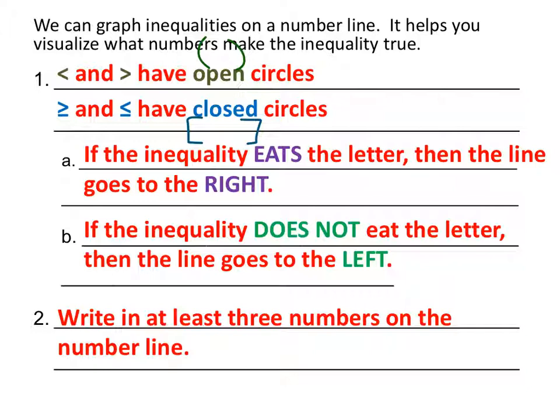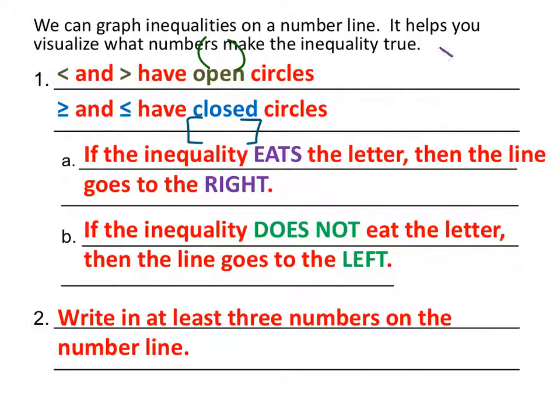And if the inequality eats the letter, the variable, then the line goes to the right. If it does not eat the letter, then it goes to the left. It's pretty much that simple. And then we'll usually write 3 numbers on the number line.